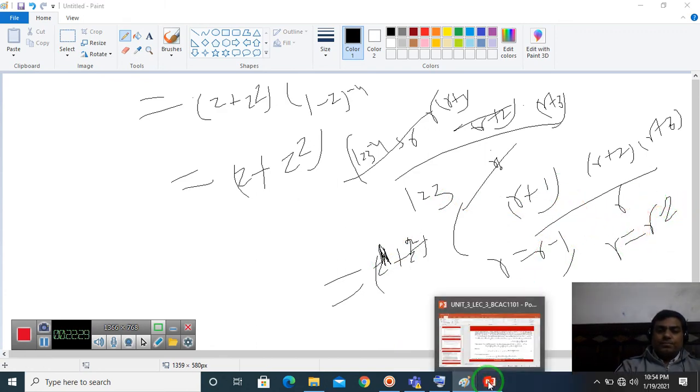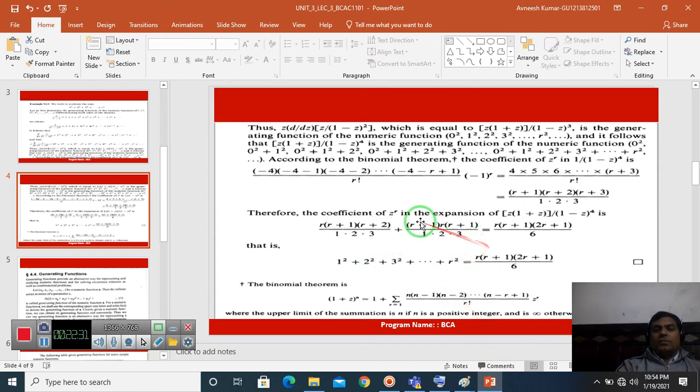So these two terms we get: r plus 1, r plus 2, divided by 6, and r minus 1, r plus 1, divided by 6, and after taking the common and LCM, we will solve this. So the sum of 1 square, 2 square, 3 square, up to r square equals r, r plus 1, 2r plus 1, divided by 6.